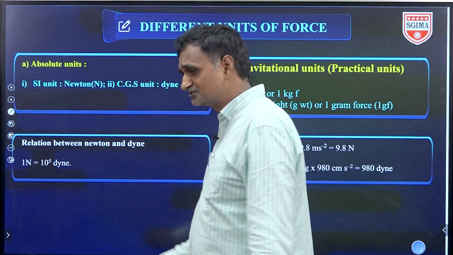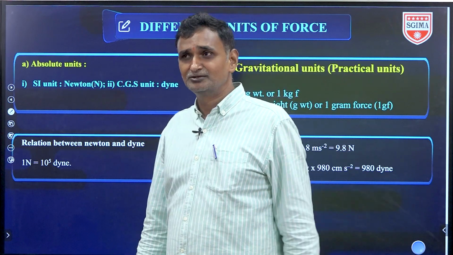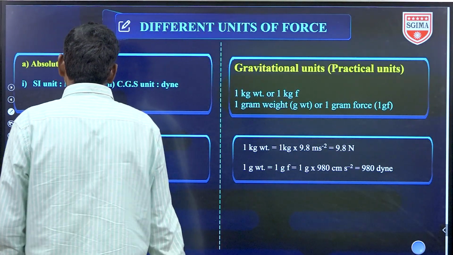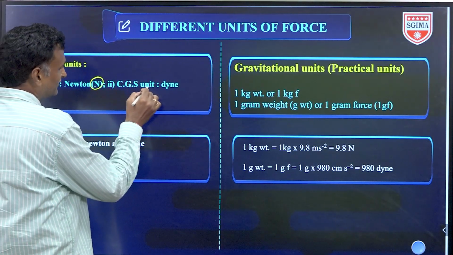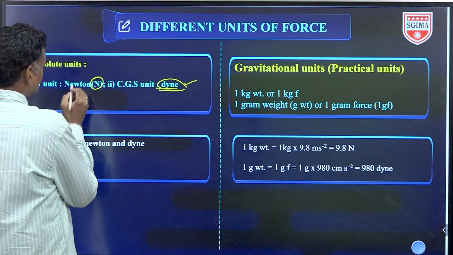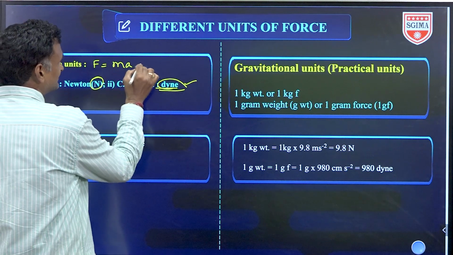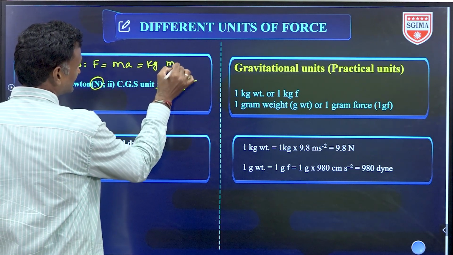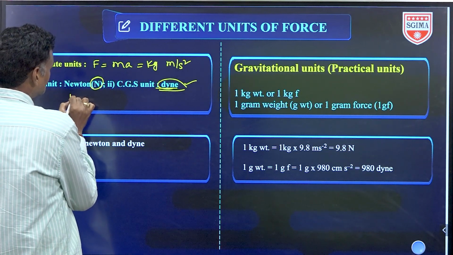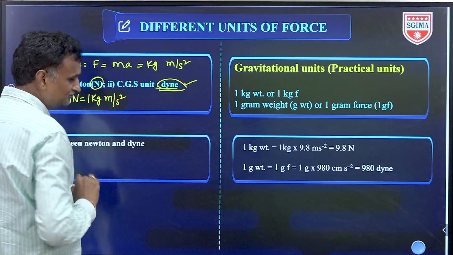Next, let us move on to the next slide. Here are the different units of force. Just now I gave Newton as the SI unit, but some gravitational systems of units are also there. The SI unit is the Newton, and the CGS unit of force is the Dyne. Generally F equals ma, so mass is expressed in kg and acceleration in meter per second square. That is, 1 Newton equals 1 kg meter per second square.